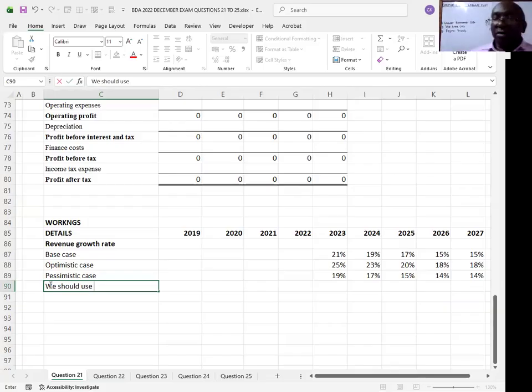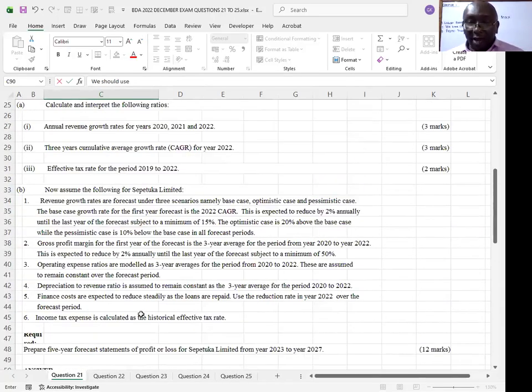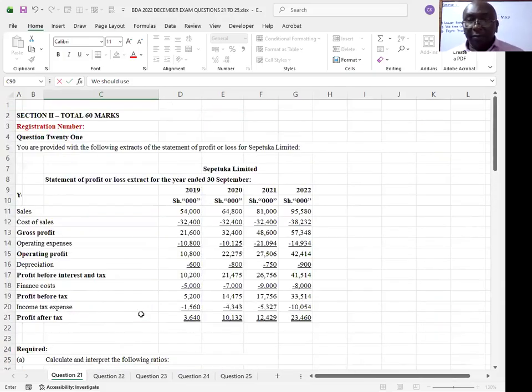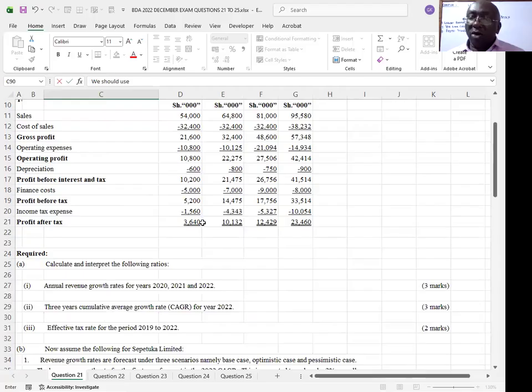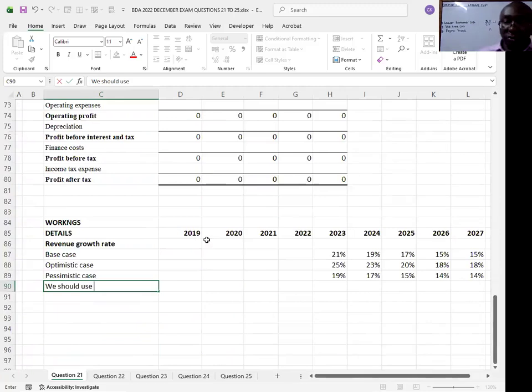Because we are anticipating growth. Yeah, if we are anticipating growth, we can use that. Have they said that they are anticipating growth? They have not said, but even looking at what has been happening here in the other years, we can see there has been growth. So you can go with that. We should use optimistic.